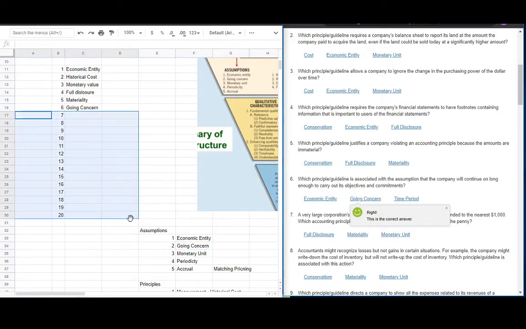Diba? Pero syempre may mga laws tayo na 15 years, hanggang 50 years yung license ng isang company. Pero yun yung in a law perspective. In accounting perspective, habang buhay yung company.